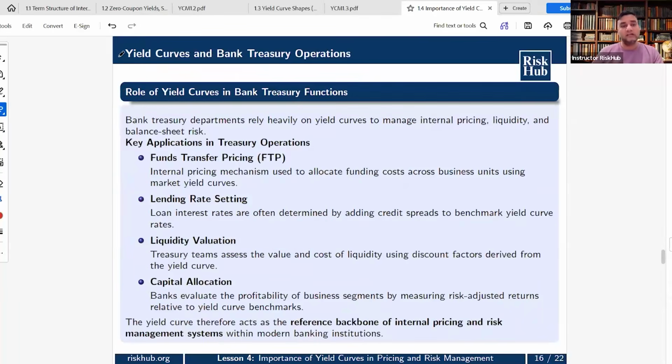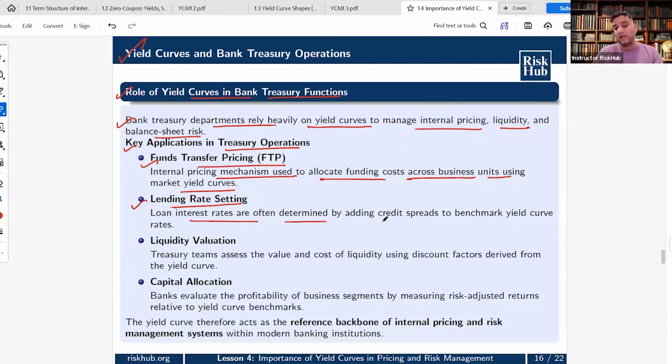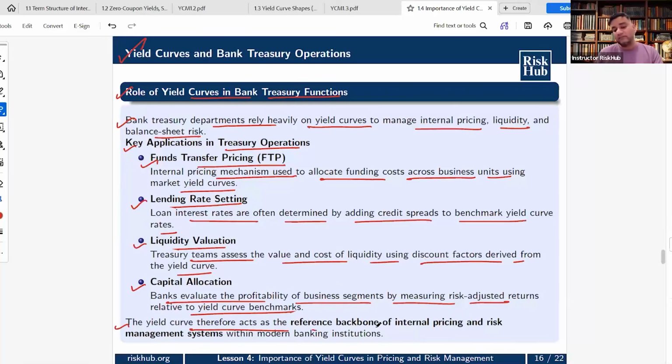Then we go to slide number 16, yield curves and bank treasury operations: the role of yield curves in bank treasury functions. Bank treasury departments rely heavily on yield curves to manage internal pricing, liquidity, and balance sheet risk. Key applications in treasury operations: fund transfer pricing, FTP, an internal pricing mechanism used to allocate funding cost across business units using market yield curves. Lending rate setting: interest rates are often determined by adding a credit spread to benchmark yield curve rates. Liquidity valuation: treasury teams assess the value and cost of liquidity using discount factors derived from the yield curve. Capital allocation: banks evaluate the profitability of business segments by measuring risk-adjusted return relative to yield curve benchmarks. The yield curve therefore acts as the reference backbone of internal pricing and risk management systems within a modern banking institution.